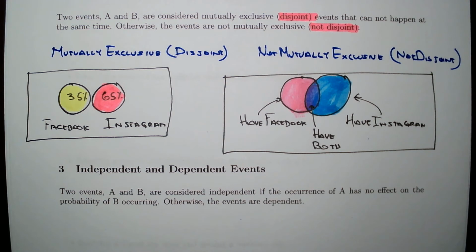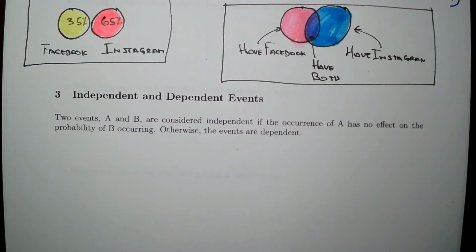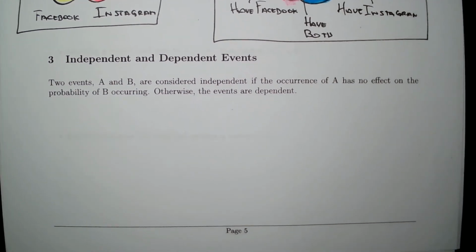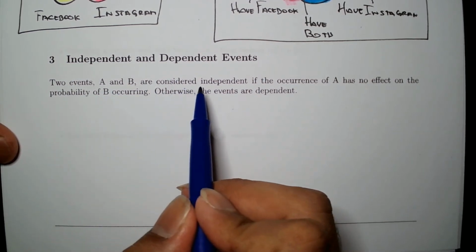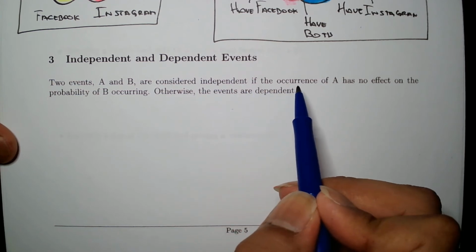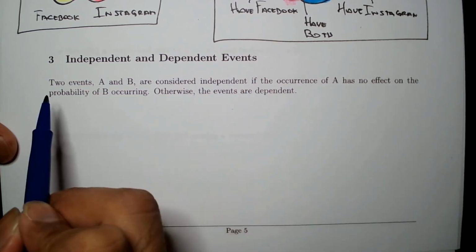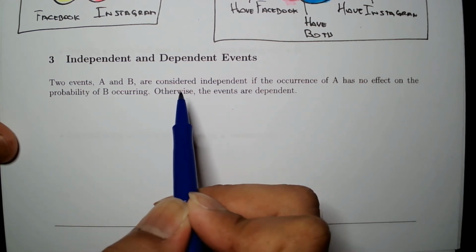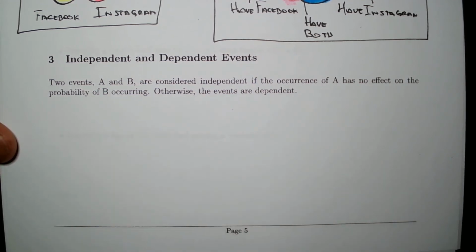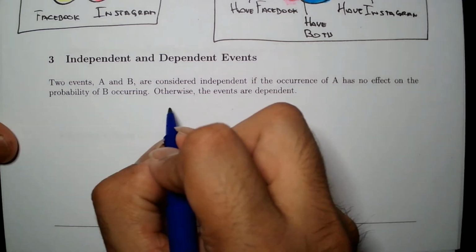All right. Independent and dependent events. Well, I like this example right here. So suppose you have a bag of Skittles. So, well, number one, the independent and dependent events. Two events, A and B, are considered independent if the occurrence of A has no effect on the probability of B occurring. Otherwise, the events are dependent. So, Skittles.